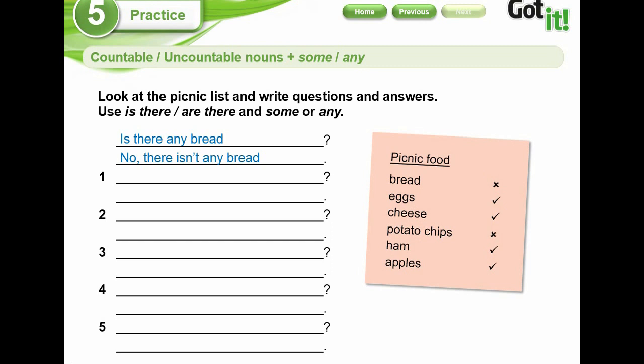Excellent. Entonces no nos olvidemos de la estrategia, ¿de acuerdo? Si tienes dudas en saber si un sustantivo es contable o incontable, ¿qué es lo que tienes que hacer? Buscar el plural y ver el sentido de ello. Si bread consideras y tienes tus dudas si es contable o incontable, decir, ¿existe breads? No, entonces es incontable. Eggs, entonces existe egg, entonces es contable. Cheeses, no existe, solamente es cheese, nada más, ¿de acuerdo?